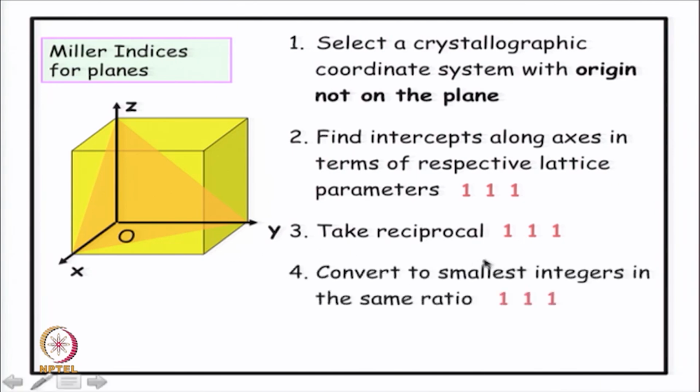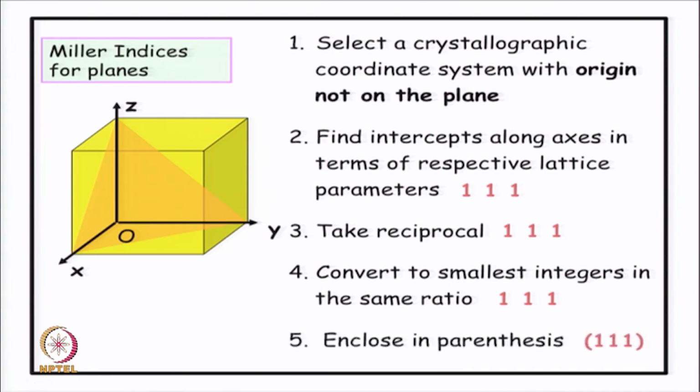The fourth step is to convert them again into small integers having the same ratio. We had this step for the direction also, the same step we repeat here for planes as well. If we had any fractions or any common factor, we would have cancelled them suitably by multiplying or dividing by some number. Again that step is not relevant here for this example. So, we simply write it as 1 1 1.